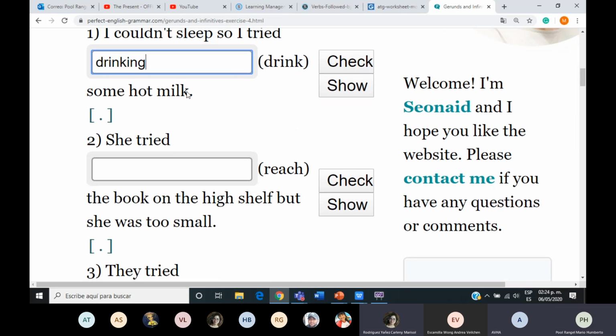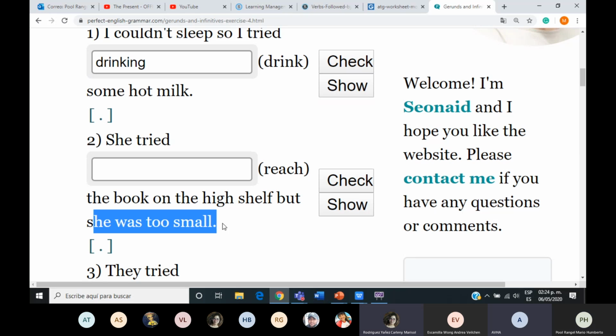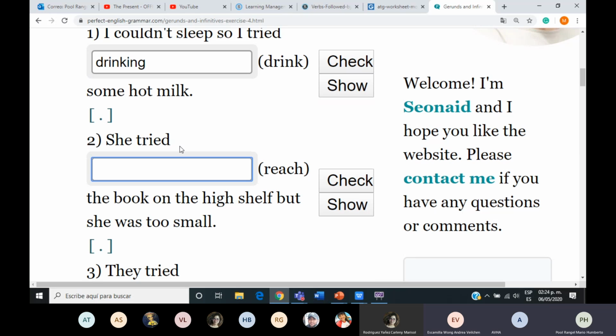Okay. Entonces dice, she tried to reach the book on the high shelf, but she was too small. Intentó alcanzar el libro del estante más alto, pero pues estaba muy chaparrita. Entonces, she tried to reach or she tried reaching. To reach. Pues sí, a ver si podía, ¿verdad? She tried to reach. Así me pasa a mí.